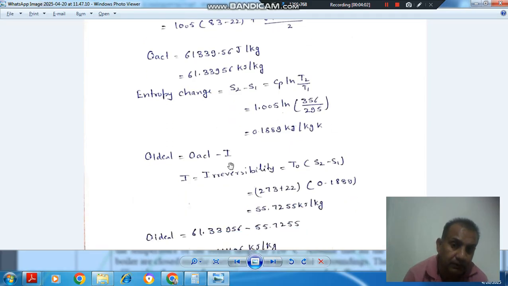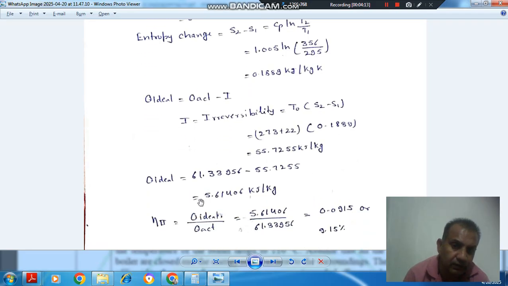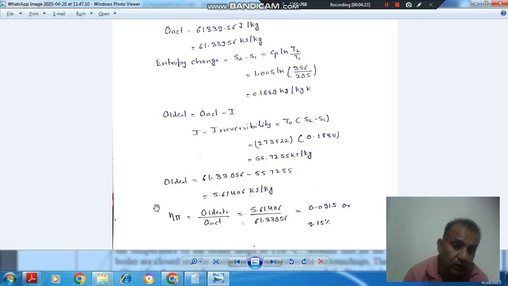But if there is no irreversibility, then the ideal heat added to raise the same temperature is Q actual minus irreversibility. So that comes as 5.61406 kilojoules per kg. Q ideal is Q actual minus irreversibility. So now we have Q ideal, or ideal heat added, and actual heat added.